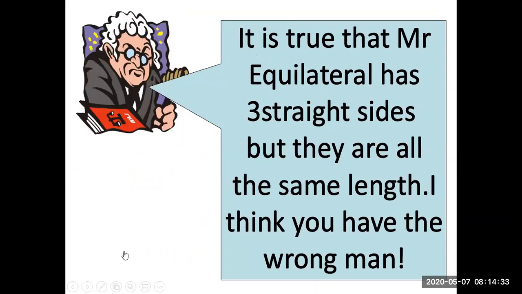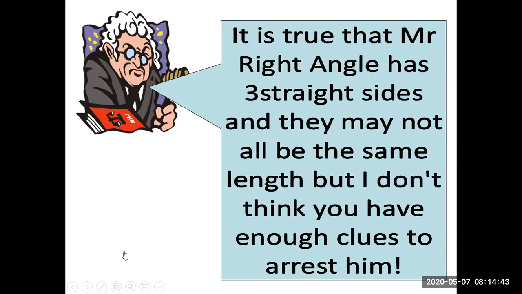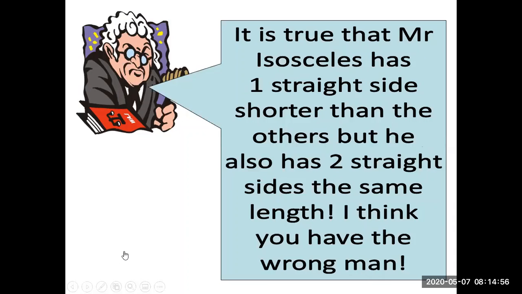It is true that Mr. Equilateral has three straight sides, but they are all the same length. I think you have the wrong man. It is true that Mr. Right Angle has three straight sides, and they may not all be the same length, but I don't think you have enough clues to arrest him. It is true that Mr. Isosceles has one straight side shorter than the others, but he also has two straight sides the same length. I think you have the wrong man.